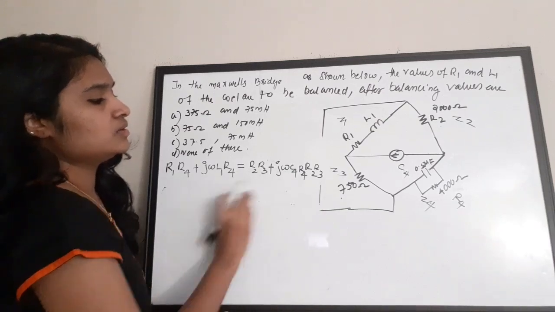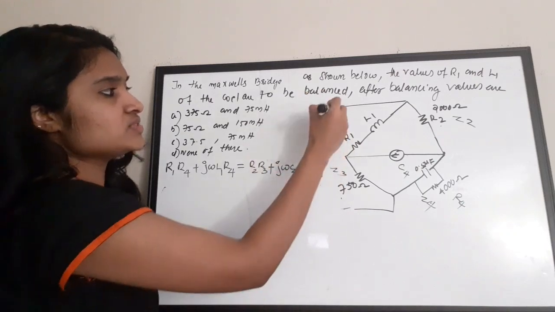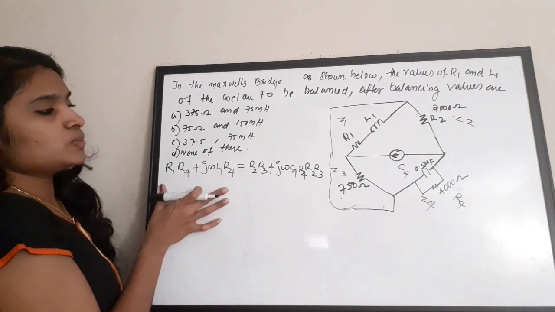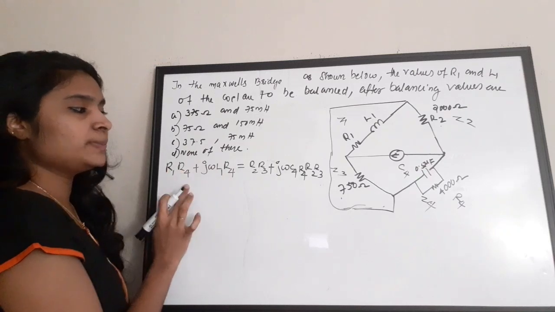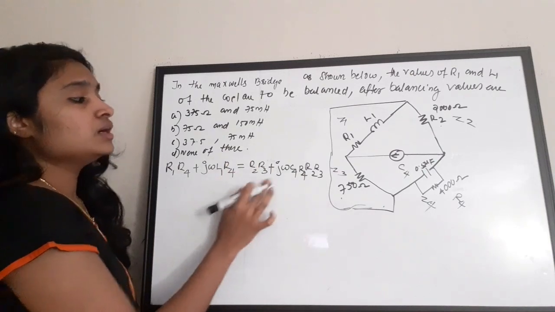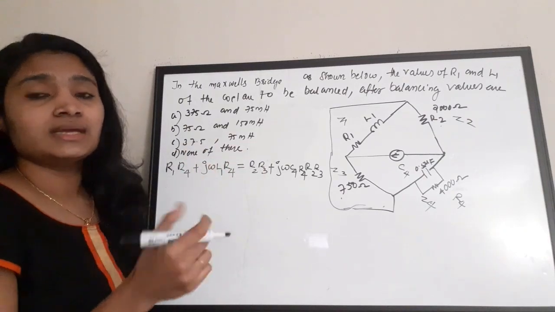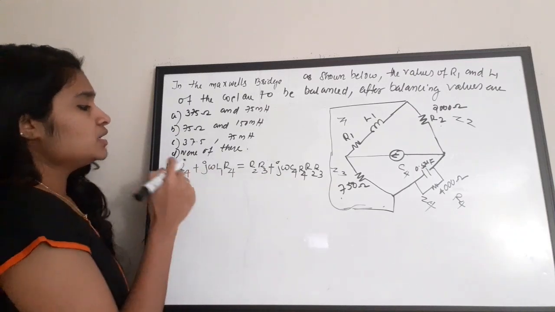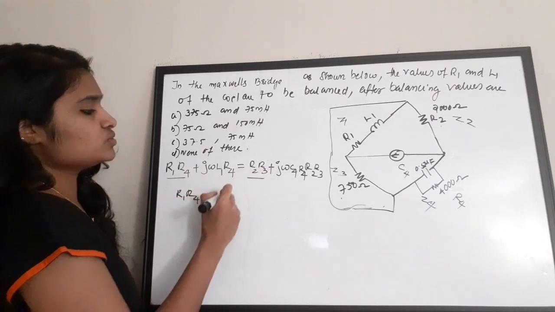Now if you see both sides of the equation, this side is a complex number consisting of a real part and an imaginary part, and this side is also a complex number with a real part and an imaginary part. And they are equal. So how will it be? We have to equate the real parts and equate the imaginary parts. Very simple. I'm going to equate the real parts first, which is R1 R4 is equal to R2 R3.